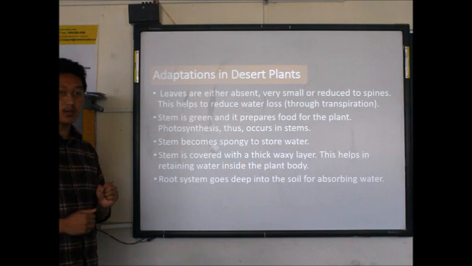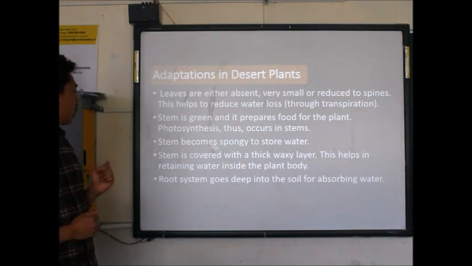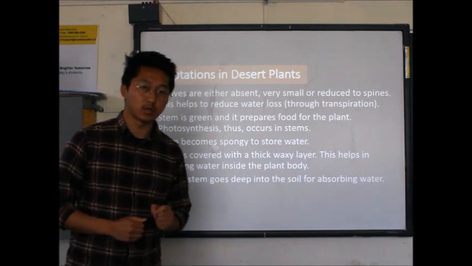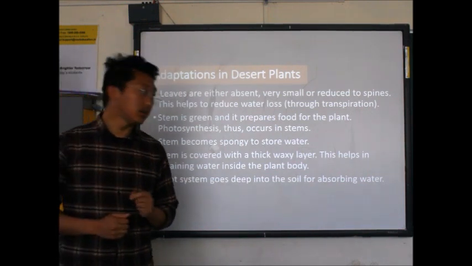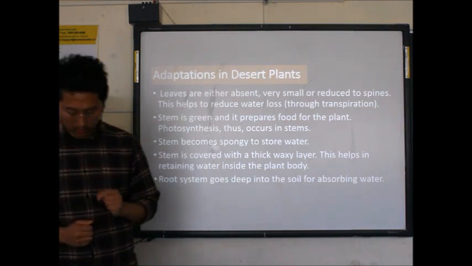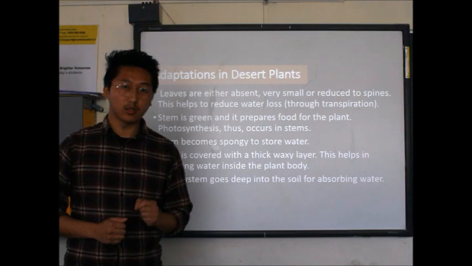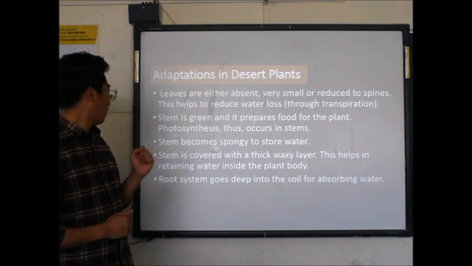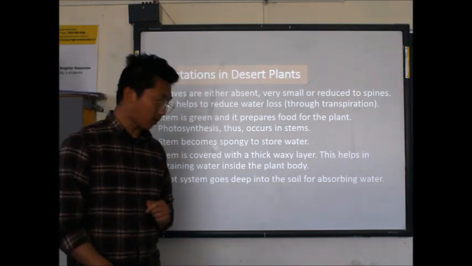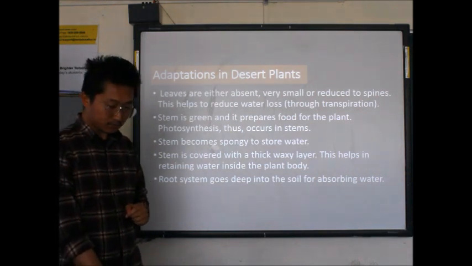The next very important adaptation in desertic plants is the root system. The root system goes deep into the soil for absorbing water. In the case of desertic plants, the root system is very well developed. That means the roots go deep into the soil so that they can absorb water from deep under the soil.